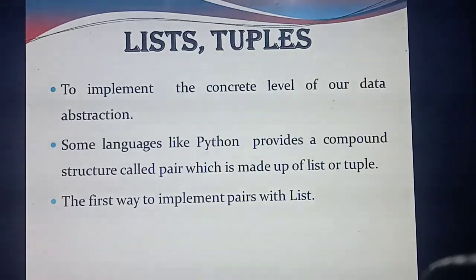In Python, to implement the data abstraction concept, you need to use an important structure called a pair. If you need to implement a pair in the programming language, you should use 2 concepts. What are they? List or tuple. That last line is an important 1-mark question. The first way to implement pairs is with a list. So the best and first way to implement a pair is what?